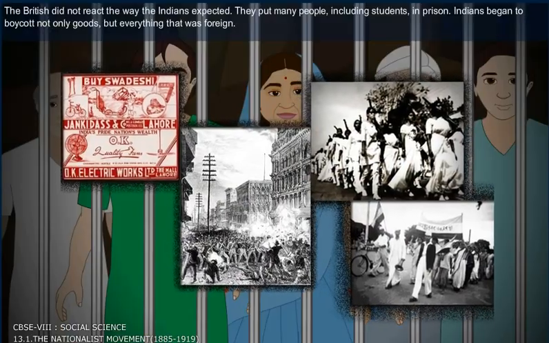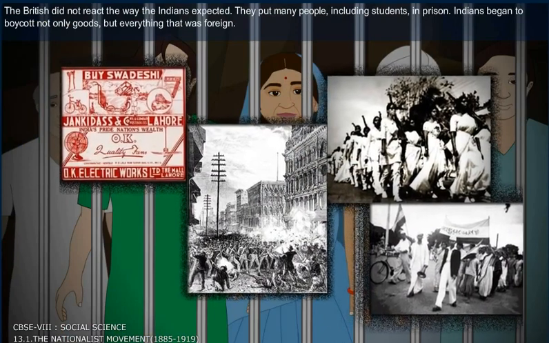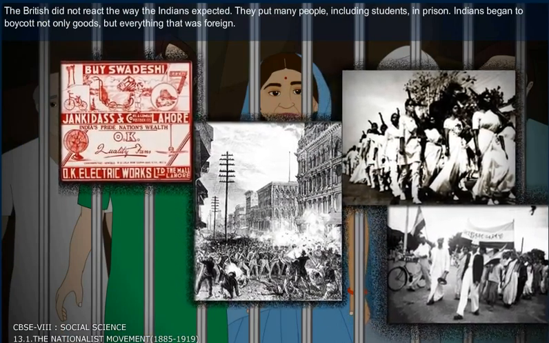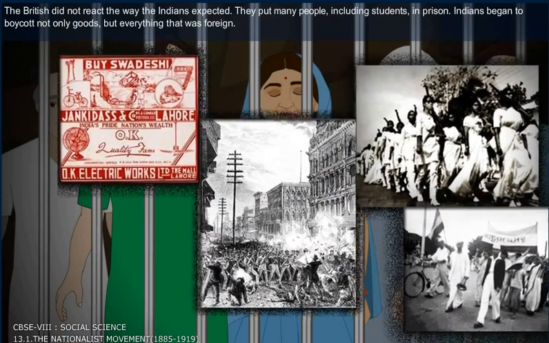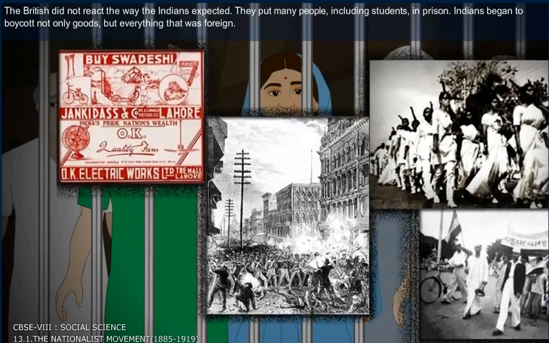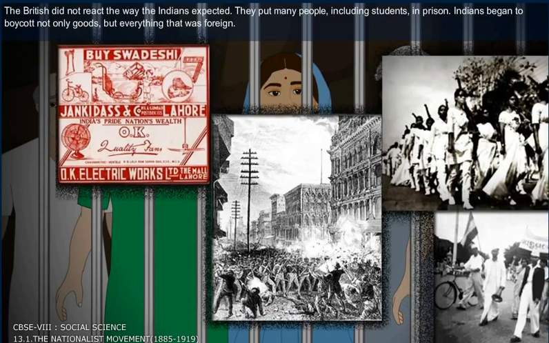The British did not react the way the Indians expected. They put many people, including students, in prison. Indians began to boycott not only goods but everything that was foreign.